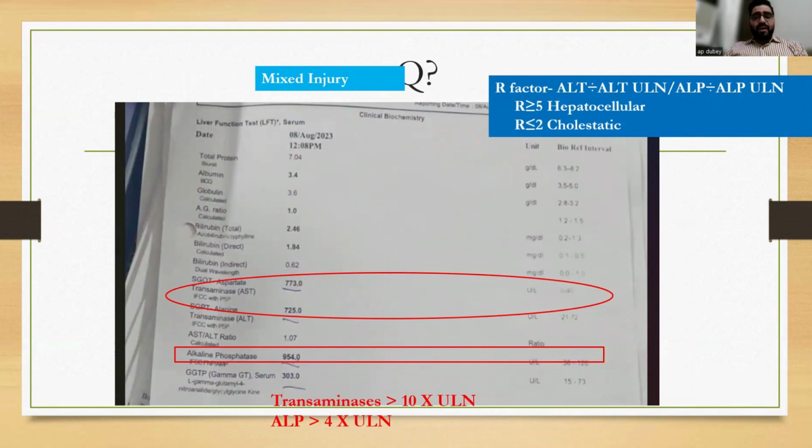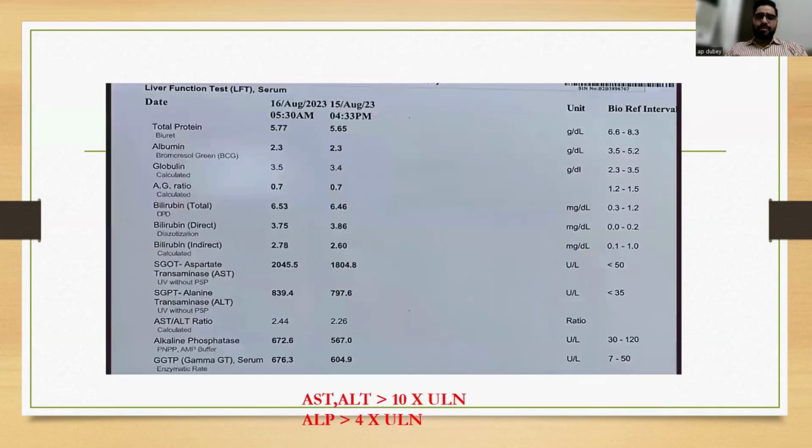If we apply this formula in this particular patient, we are getting an R factor of 2.2 or 2.3. Whenever the R factor is less than 2, it is cholestatic injury. More than 5, it is hepatocellular injury. But between 2 to 5, it is a mixed pattern. So here it is 2.2, so it will become a mixed pattern with predominant cholestatic pattern of liver injury.